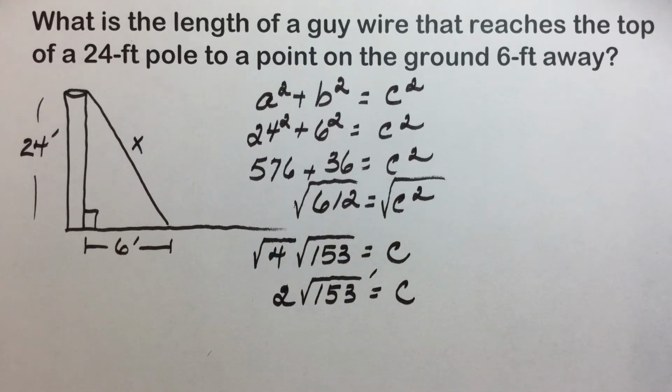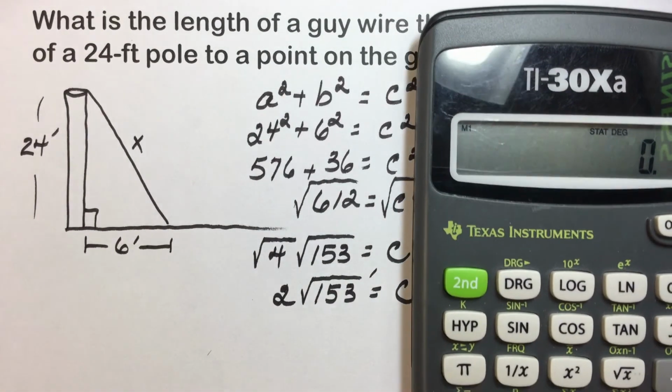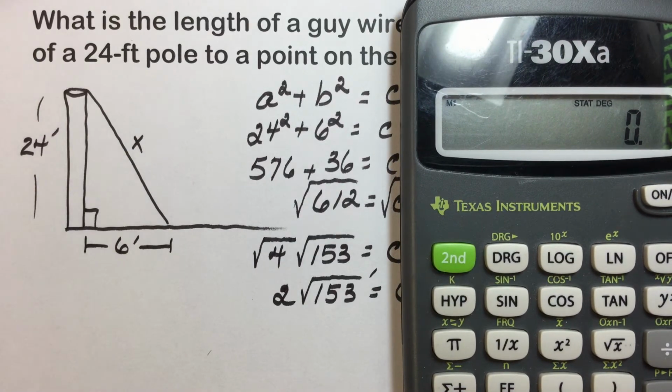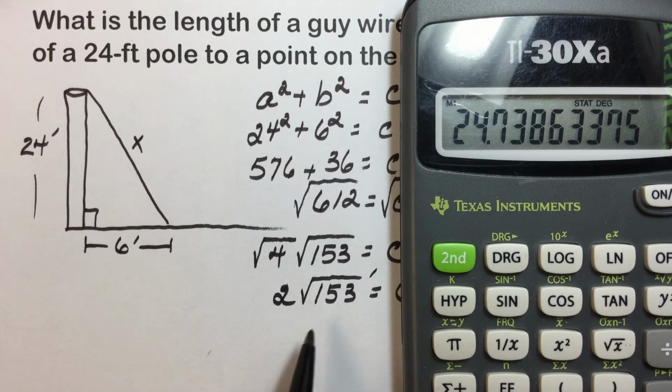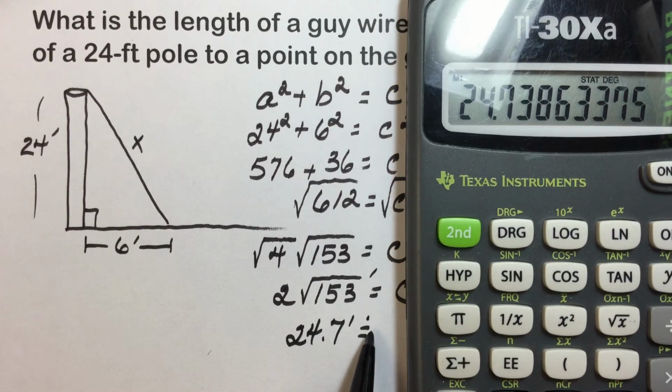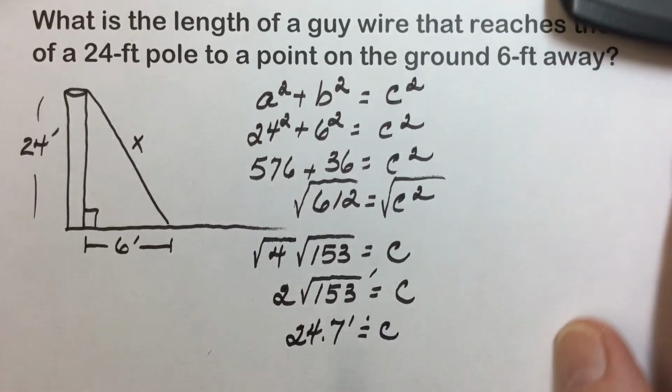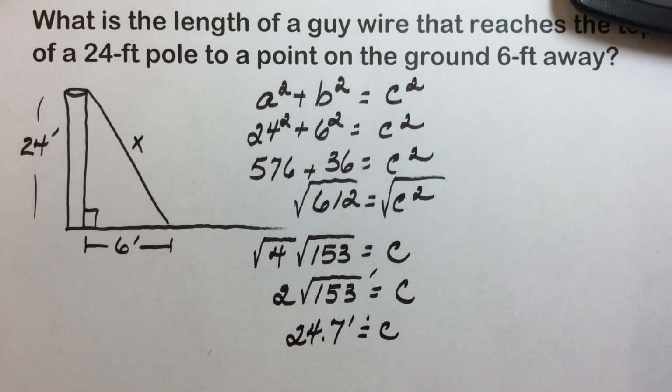Or if we need some practical application and to know an approximate value to this problem, we would enter our 612 and take the square root of it and report that approximately, if we round this to the nearest tenth, that we would say the guy wire would need to be 24.7 feet in length as an approximation to the solution for this problem.